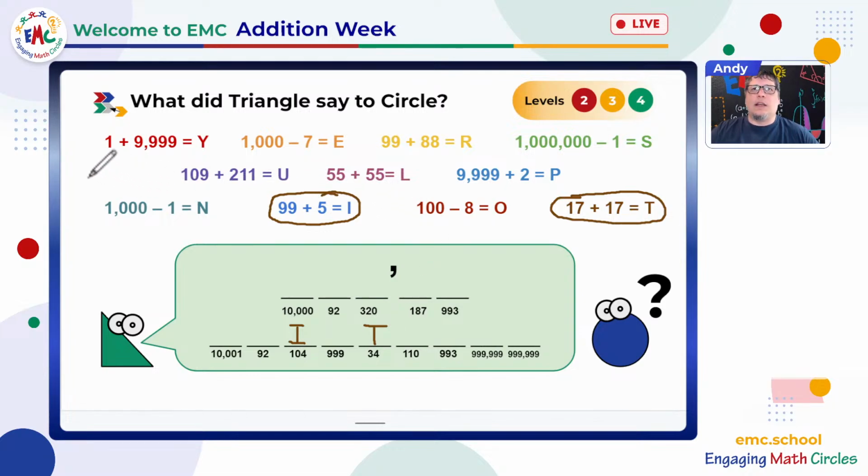Okay, maybe let's try one that's a little bigger. 99 plus 88 for an R. This one I might need to stack up, just so I don't make any mistakes. Okay. 9 plus 8 is 17. Carry the 1. 9 plus 8 is 17. Plus the 1 is 18. Carry the 1. We have 187 is R.